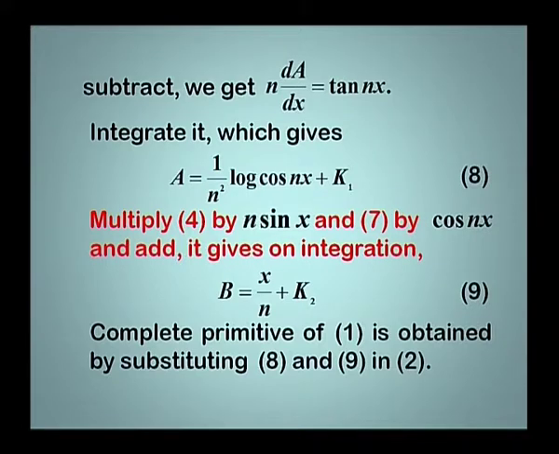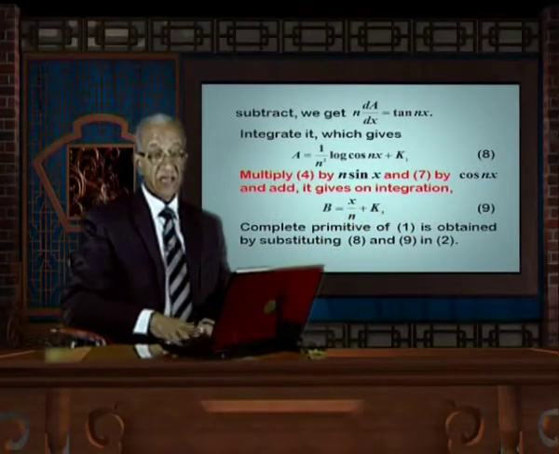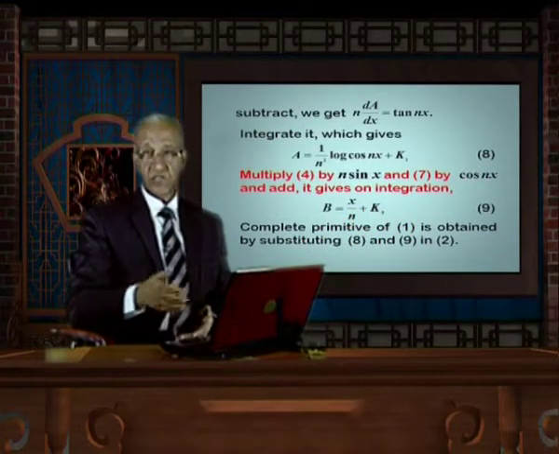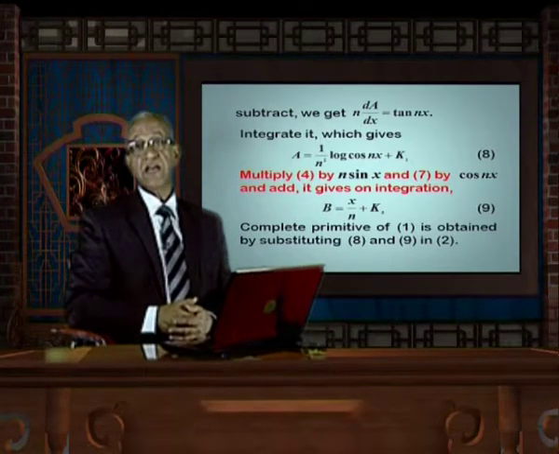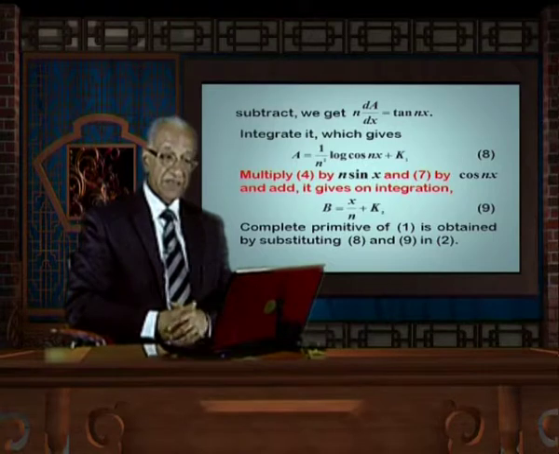The result comes as equation 8, and it is given as 1 upon n square log cos nx plus k1. However, this k is merely a constant, which as you know will be called a constant of integration, since it is an indefinite integral.